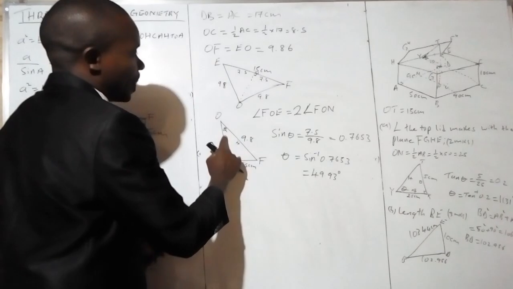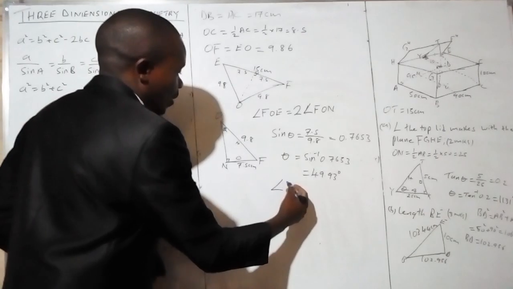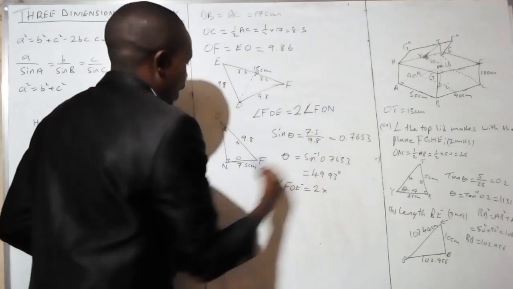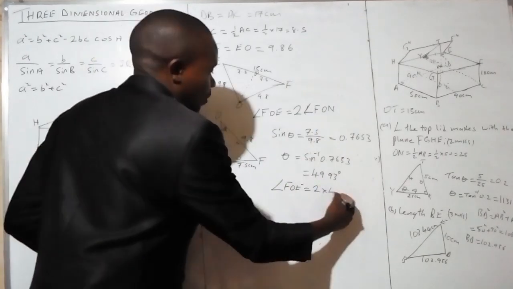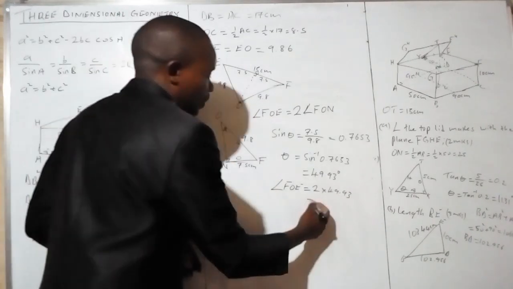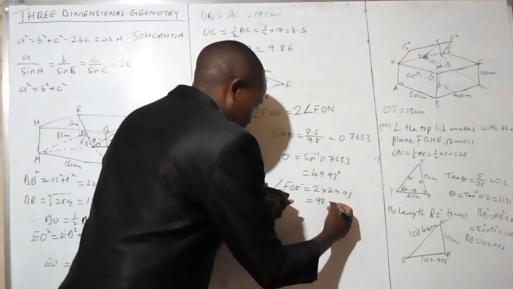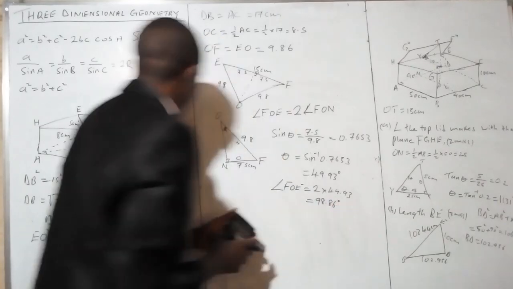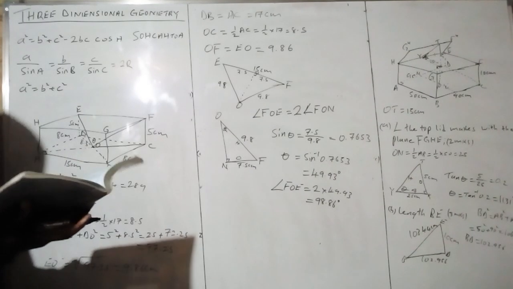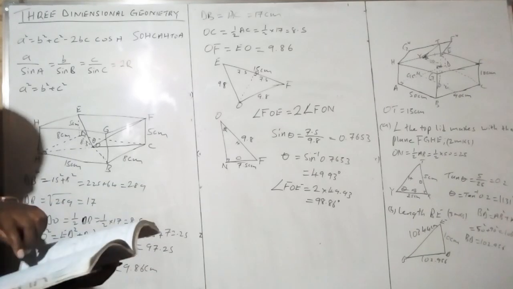But now we are supposed to multiply by 2. We want angle FOE. Twice FON: FON is 49.93, but you want the whole of it, so times 2. Yeah, we are getting 98.86 degrees. So that is the angle the examiner wanted us to get. That should be the correct answer for that part. You can still handle another question.